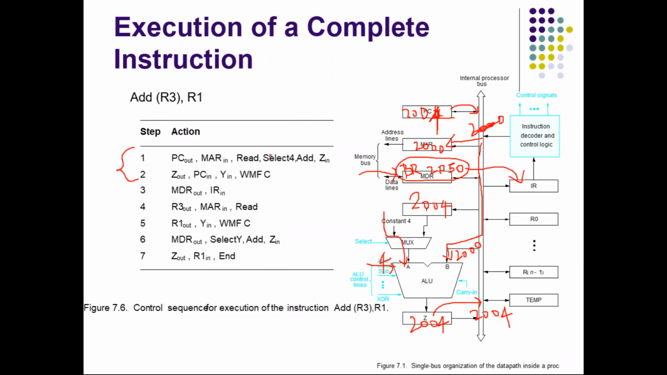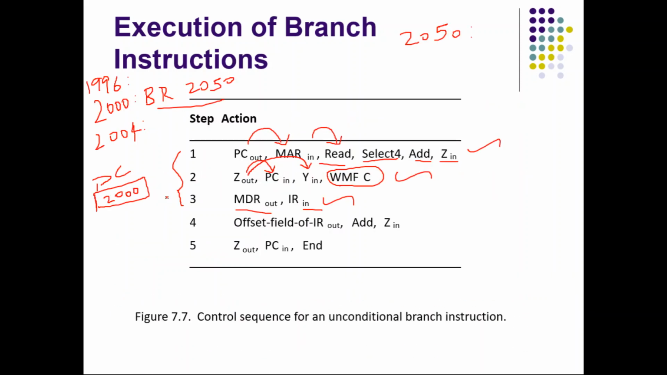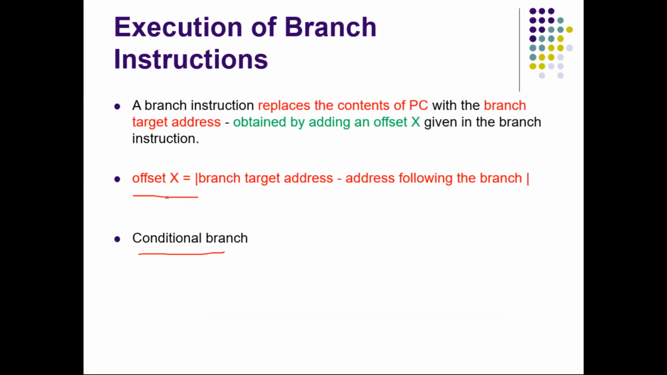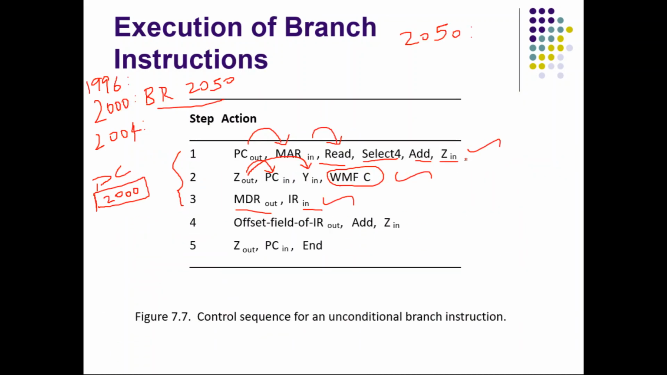See, these first three steps in both cases are called instruction fetch. In the branch case also, these first three are instruction fetch. Once the instruction is fetched, it will be decoded. The instruction decode unit will decode it and understand that it is a branch instruction. As it is a branch instruction, it will understand that some offset should be added to PC. So the next instruction we give is offset field of IR out, add.